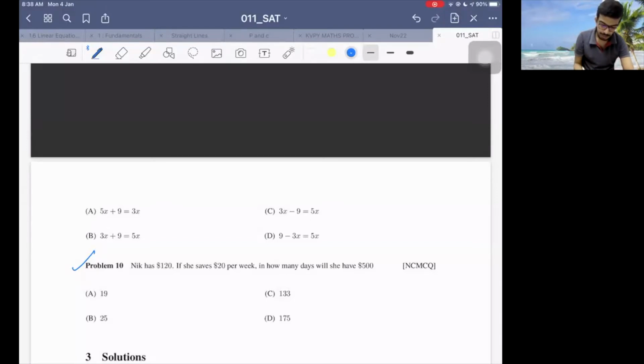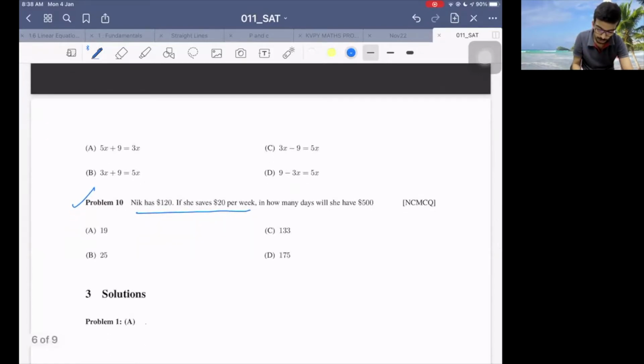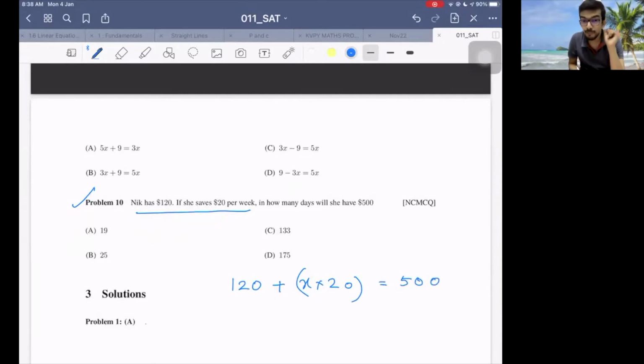See, initially they are talking about earnings per week, right? So she is saving $20 per week. So to begin with, she has $120, and every week she is getting $20. So suppose the number of weeks is X. So in X weeks, she's saving up X into $20. In the end, this is amounting to $500. But here, X is the number of weeks. It's not the number of days. So 120 plus 20x is equal to 500.